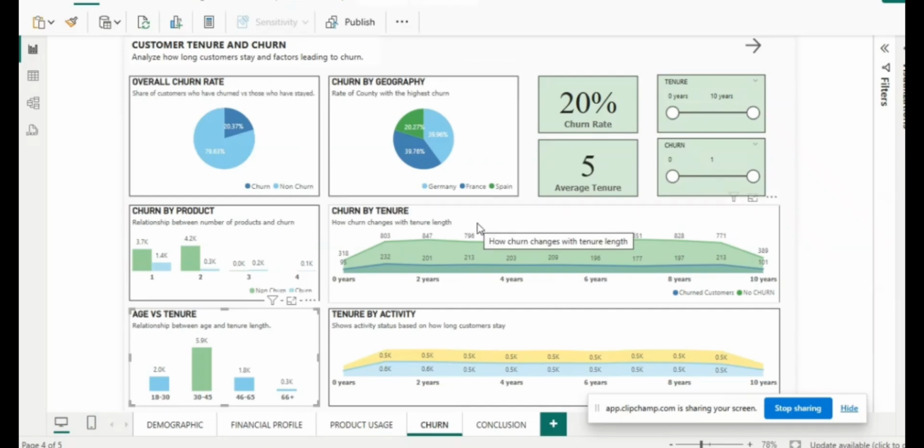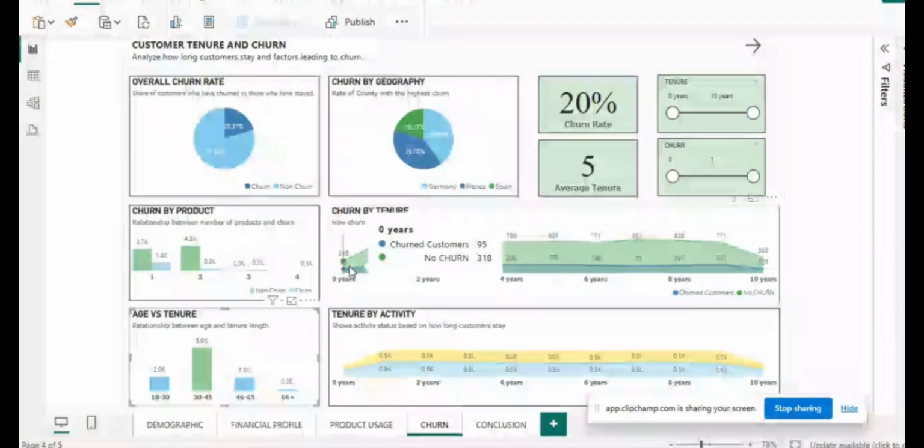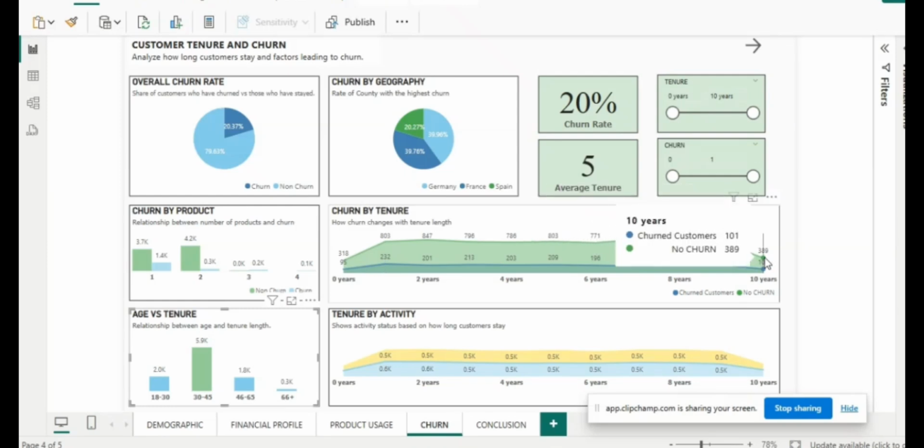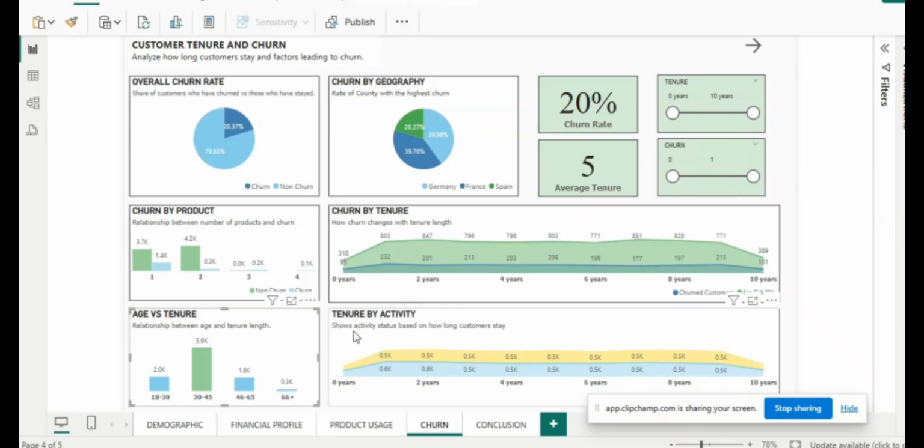So let's go to our churn by tenure. Churn by tenure means how long the customers are staying. So let's go to year one. We have churn customers to be 95, then the non-churn is 318. That is good. For year one, we have churn customers, non-churn. Perfect. Let's just go to the 10th year. That means customers have served for 10 years. We have churn customers, 101, non-churn customers. Perfect.